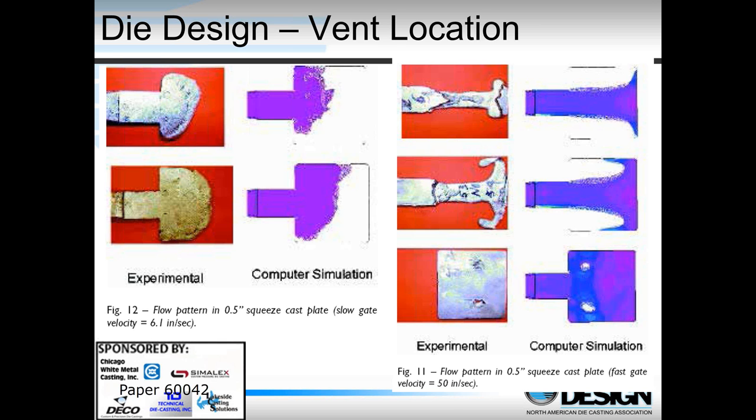Vents also, depending upon what process you're going to use, is going to depend upon where the vent is located. You want the vent at the last part of the casting to fill. Obviously, that's where the air needs to be extracted from.